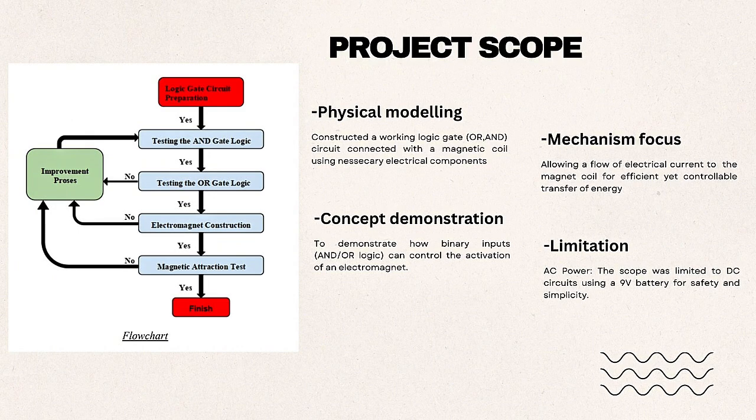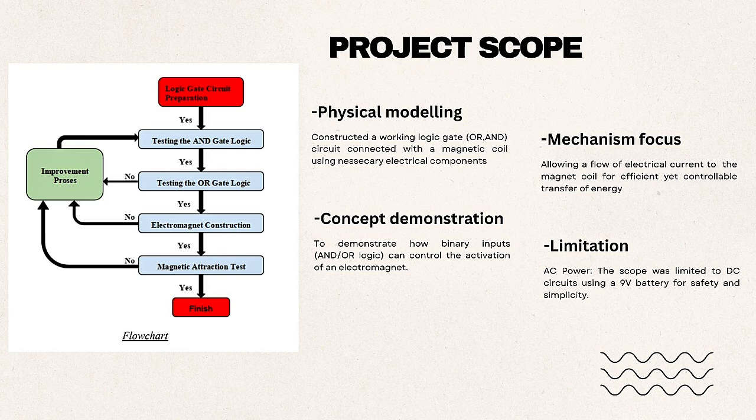For our project scope, there are four different focuses that we prioritize in this project. Firstly is the physical modeling itself. We construct a working logic gate circuit, primarily OR gate and AND gate, using the necessary electrical components. Secondly, it is the mechanism focus. In this project, we built a circuit that allows a flow of electrical current to the magnet coil, making an efficient yet controllable transfer of energy.